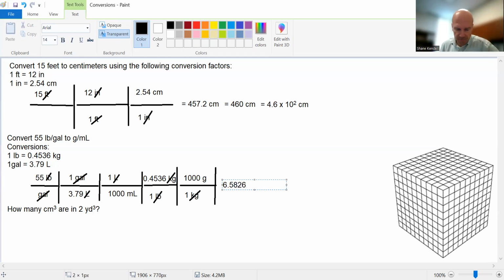That's five significant figures. And the units, always report the units. So they're going to be grams per mil. The question though is, is that the right number of significant figures? We can tell from here that 55 is 2 significant figures. So we really need to report the answer to 2.